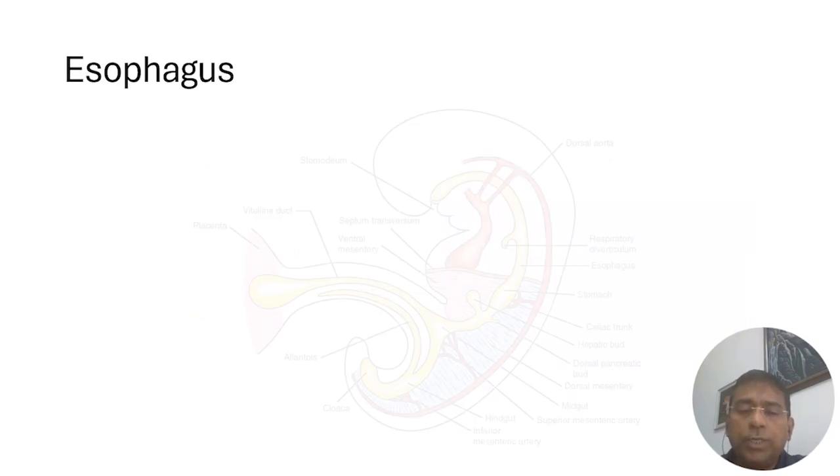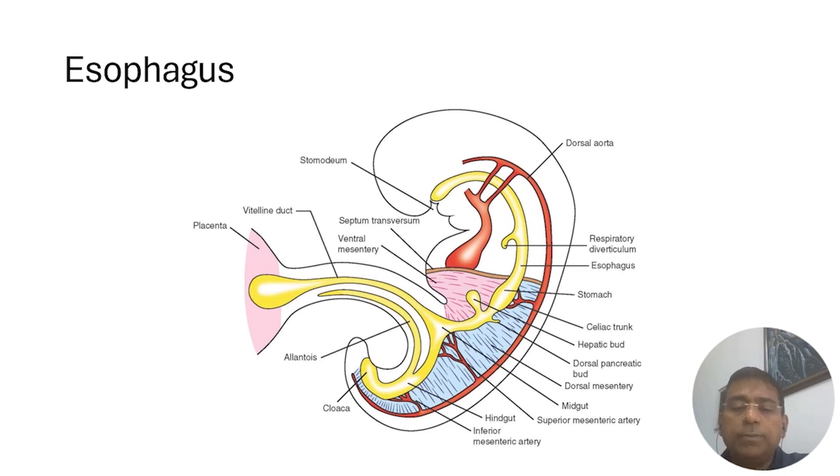The esophagus develops from the foregut, distal to the respiratory diverticulum. This diverticulum also comes from the foregut. This will be discussed in the respiratory system. The diverticulum gives rise to trachea and the bronchial tree. So distal to this, this part of the foregut will give rise to the esophagus. Of course, distal to that is the developing stomach.